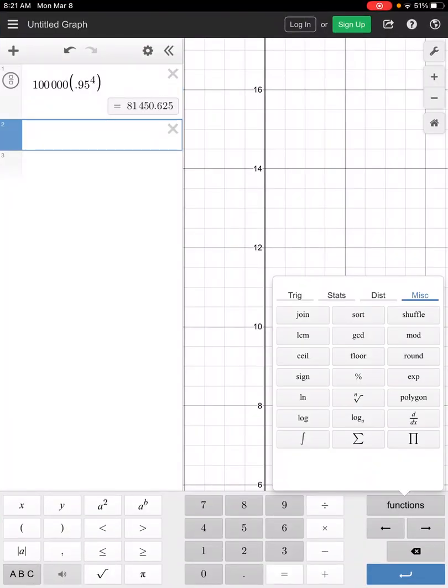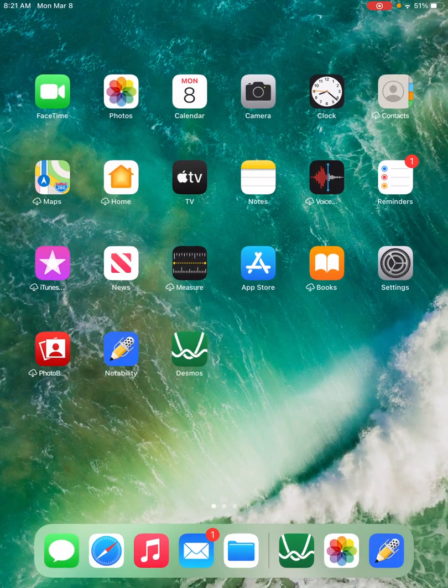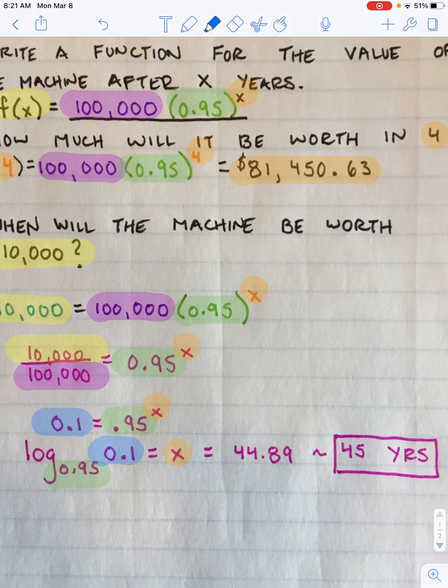So remember, you're using the log with a little a button. So log base 0.95, arrow into that parentheses of 0.1, and there we have our answer of 44.89. So we could round that to 44.9, or we can also just go ahead and make it 45 years. And that's all for today.